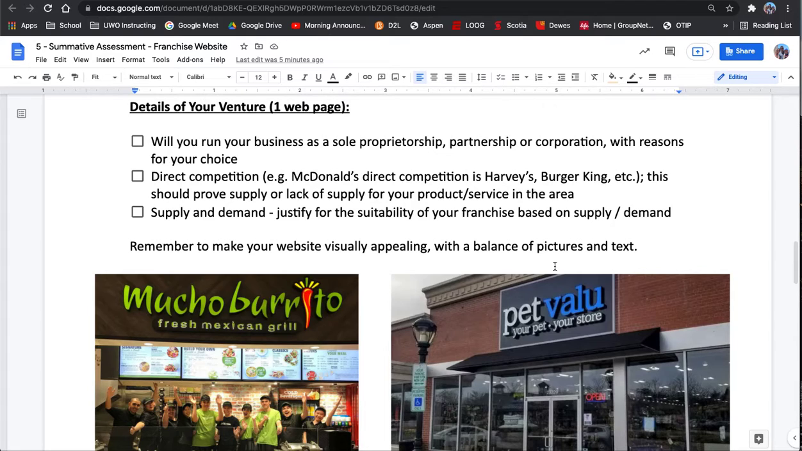So if I was McDonald's, my direct competition is Harvey's, Burger King, A&W, Papa John's, Popeyes, all of these places, again, using Belleville, where you can get fast food. And then I would talk about supply and demand. So I would say we should put this store wherever we're going to put it. So in the example I gave, it was at the end of Bell Boulevard, because that is a growing area of Belleville that currently doesn't have a lot of fast food stores. So it would be an ideal place.